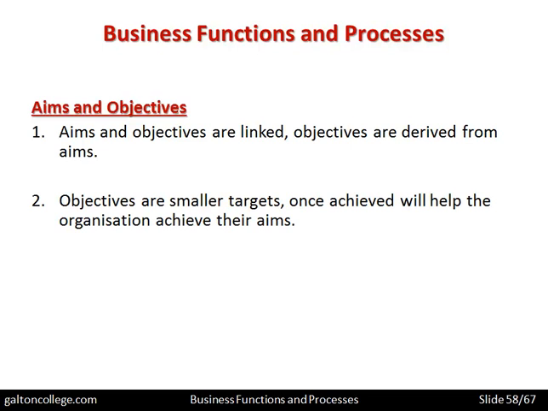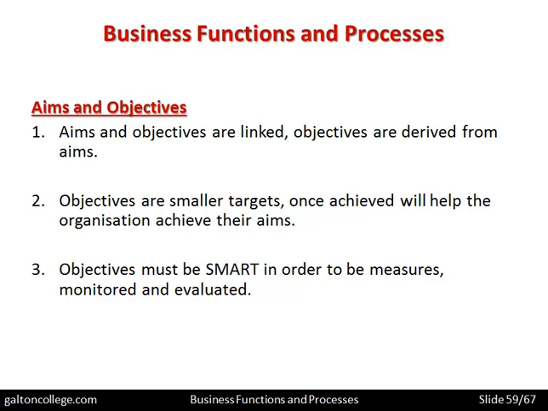Objectives are smaller targets. Once achieved, they will help the organisation achieve their aims. So they're much smaller targets. They're much more detailed. They're easily understood. They are specific targets. But really, those individual targets, in a sense, are all aggregated up. They're all added together, and this should move towards the achievement of the overall aim of the business.